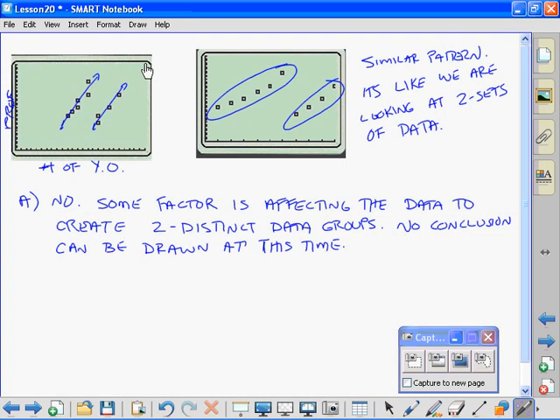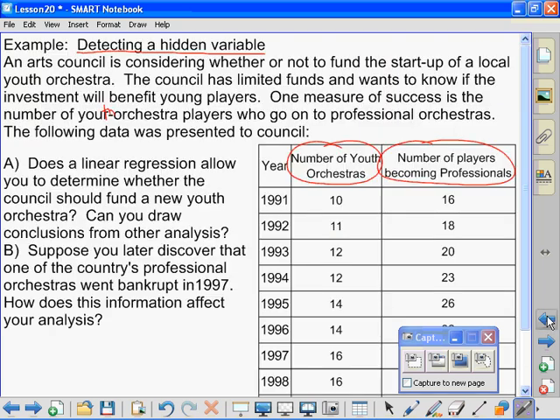So if I was going back to the council, I'd say based on what you gave me, there's something going on here beyond youth orchestras and professionals, because it's creating two sets of data. So that takes care of A part for us. You've done a bit of an analysis, and you've drawn a conclusion, and you've identified something's going on.